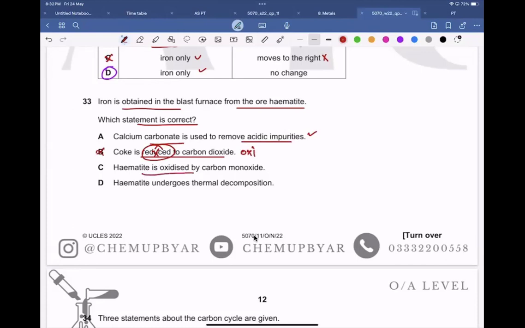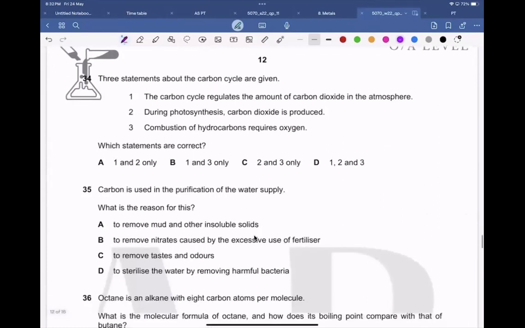Hematite is oxidized by carbon monoxide. No, again, this word is wrong. Hematite ore is reduced. Hematite undergoes thermal decomposition. Not at all. Calcium carbonate undergoes thermal decomposition. So D goes wrong as well. So we are left with option A, so A is the correct one. Now, question number 34. Three statements about the carbon cycle are given.